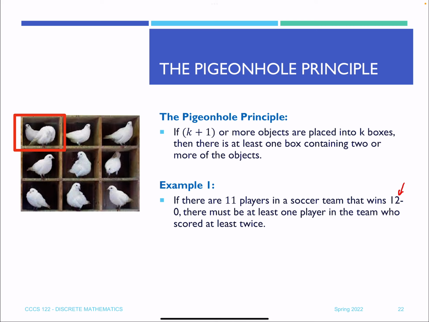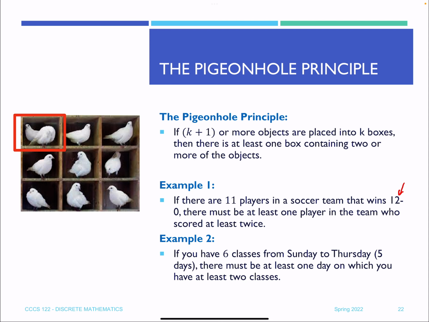Okay. If you have 6 classes between Sunday and Thursday, 5 days of the week, there must be at least one day on which you have at least 2 classes.